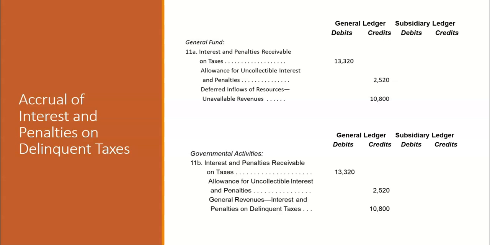Then we record the accrual of interest and penalties on our delinquent taxes. So we have interest and penalties receivable, we estimate that a portion of that is going to be uncollectible, and then we put it into deferred inflows of resources. So that's what it looks like in the general fund. But in the governmental activities fund, it's going to be general revenues, interest and penalties on delinquent taxes.